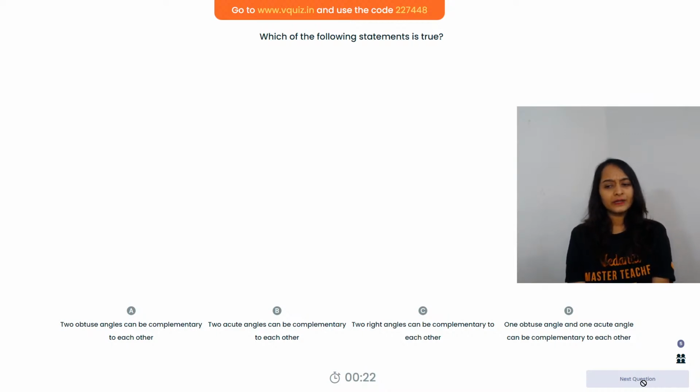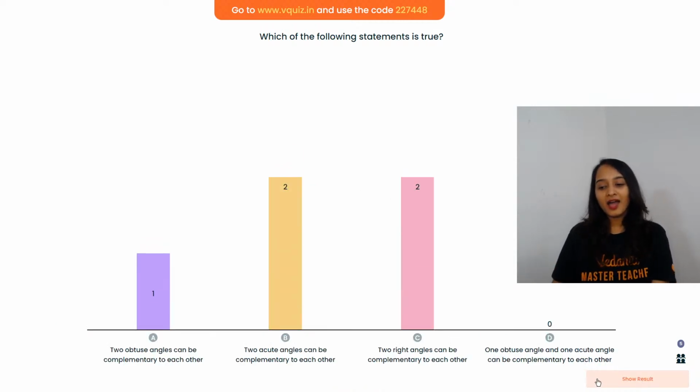Which of the following statements is true? Looks like 2 of them is true. Hi, Shruti. Three, 2, 1. That is a time up.